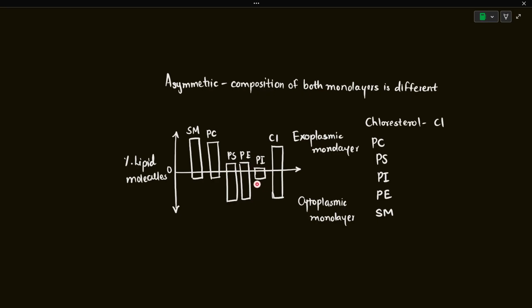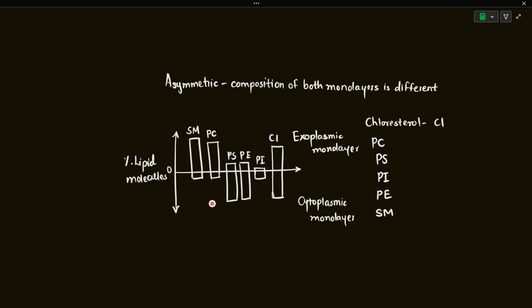Phosphatidylinositol is usually present in almost equal distribution in both of the monolayers, but it shows a slight difference, unlike the gap that exists for the other lipids, whose numbers of molecules in the two monolayers are quite different, right? Let's say phosphatidylserine: out of the 100% of phosphatidylserine found in our plasma membrane, 20% is found on the exoplasmic layer and 80% is found on the cytoplasmic layer.